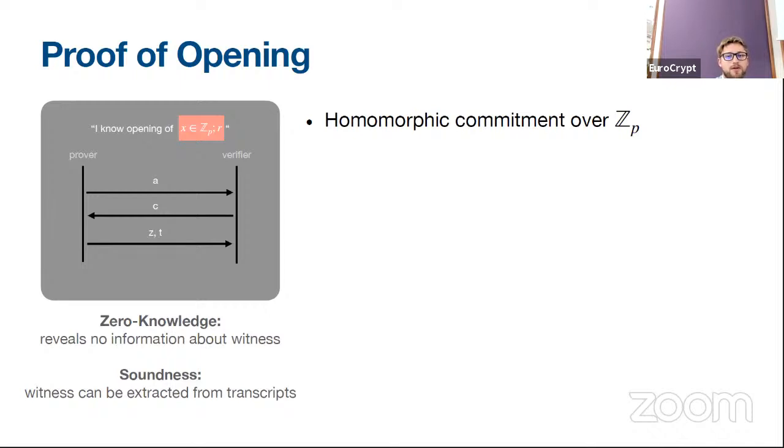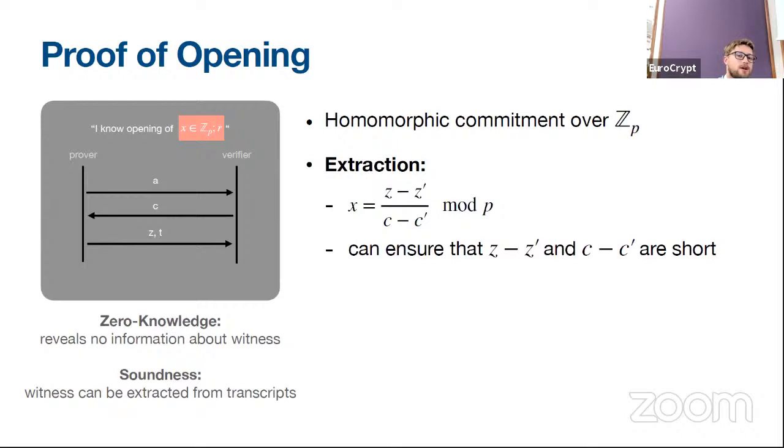Then we use homomorphic commitments. And if we check how to actually extract values, we can see that the extracted value is a fraction mod p, and the cool thing is that you can ensure that the numerator and denominator are short, based on checks by the verifier. So we're close to being short mod p. The main problem is that X is a fraction, and a fraction mod p doesn't actually retain shortness. So we don't get a guarantee yet, because, for example, take 1/2 as an example.